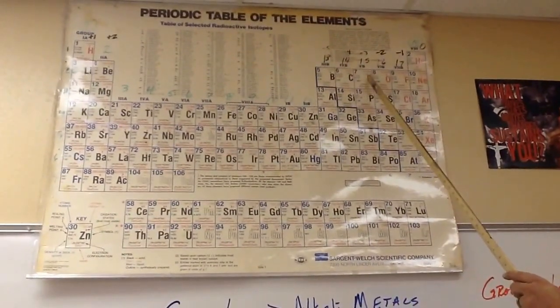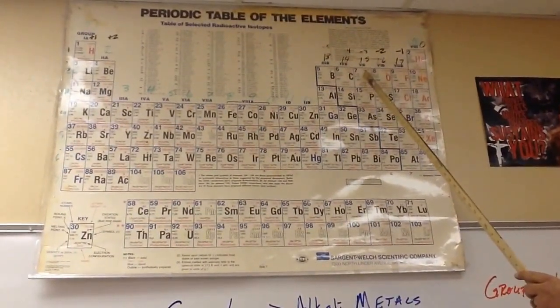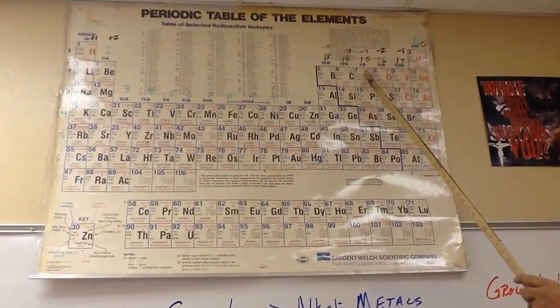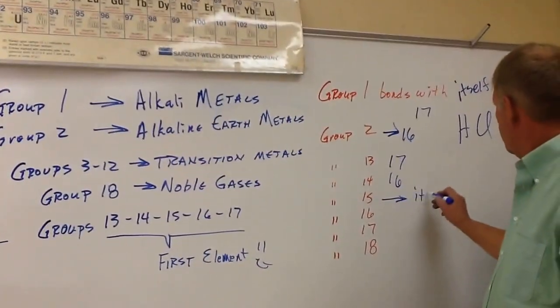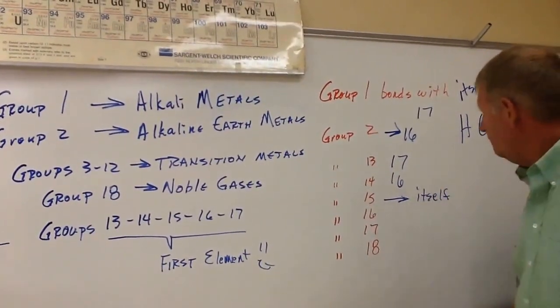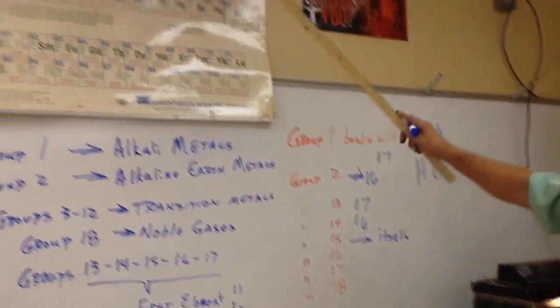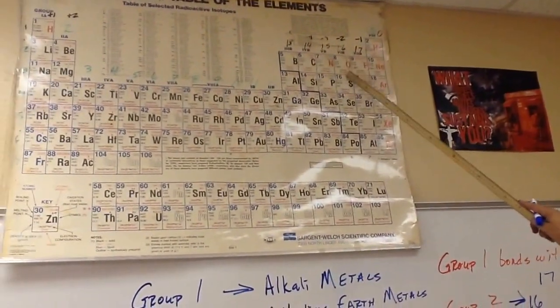Now, let's do group 15. P1, 2, 3. We want to make a what? P6. So what do we got to combine group 13? A P3 and a P what? P3. So group 15 is itself. Or you can write 15. Okay? Group 16, P1, 2, 3, 4.